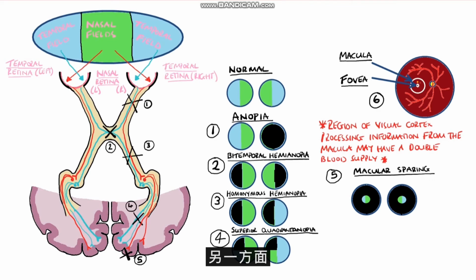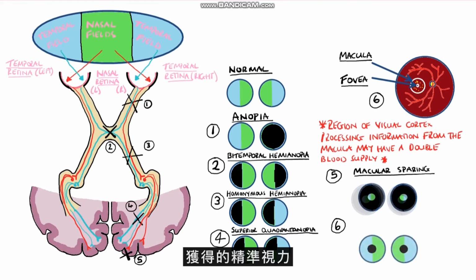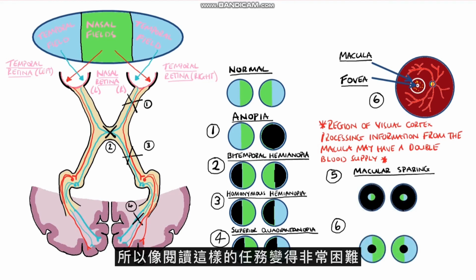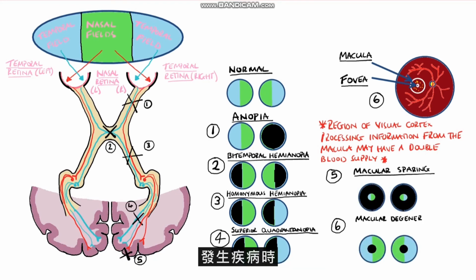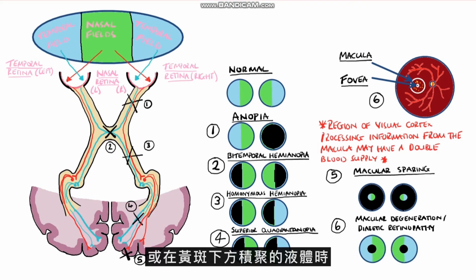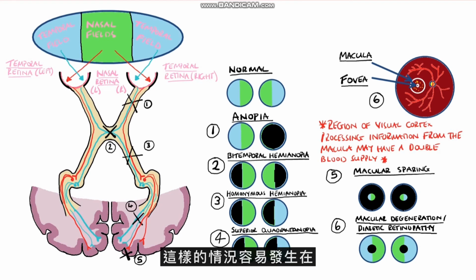If, on the other hand, the patients lose the use of the macula, they lack the really high visual acuity that we get from this portion of the retina, so tasks like reading become extremely difficult. This can happen when the section of the retina where the macula is located becomes diseased. For example, when we have debris like drusen or even fluid accumulating beneath the macula, making it much more difficult for light to be detected by the photoreceptor cells. These conditions include diabetic retinopathy and macular degeneration.